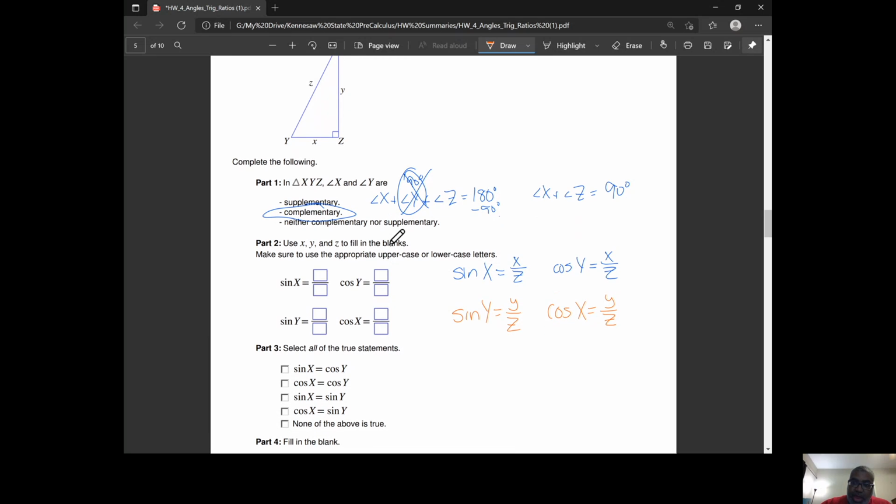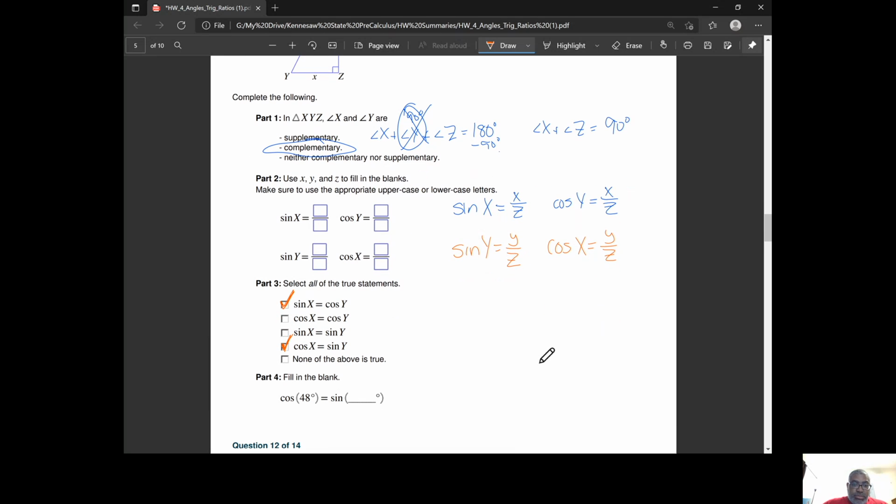Oh, part 3, select all the true statements. Sine x is equal to cosine y. True. Cosine x is equal to cosine y. Cosine x, cosine y, those aren't the same thing. Sine x is equal to sine y? No. Cosine x is equal to sine y. Yes. None of the above. No.